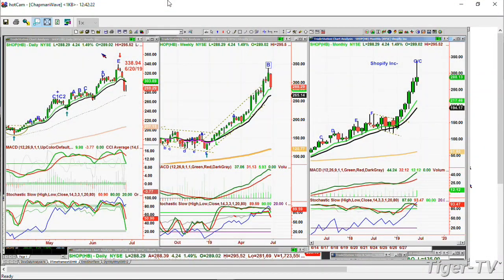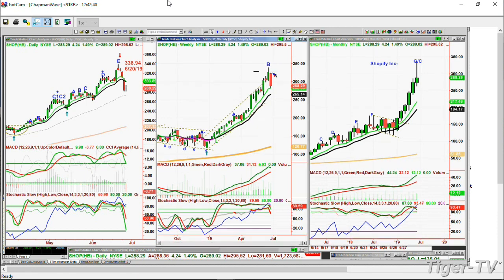Folks, we're back. Shop is what we're looking at. Shopify trading at 288.22, up 4.24. It made a peak E in the Chapman wave methodology at 338.94 on the 20th of June. MACD turned down. Stochastics now way down at 50%, when it was, in fact, in the 90% area just a couple of weeks ago. This is a leg B.